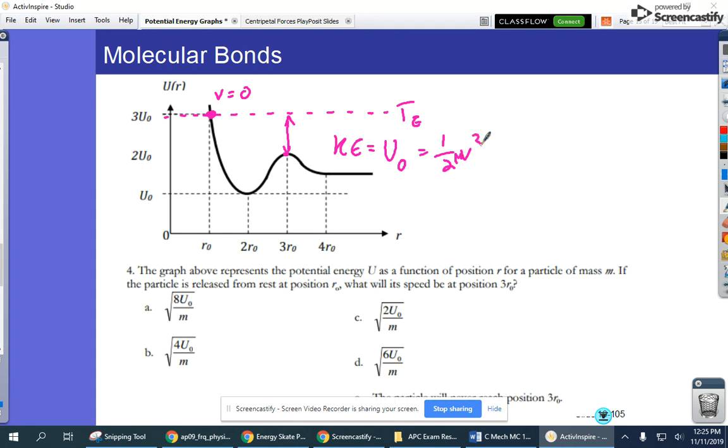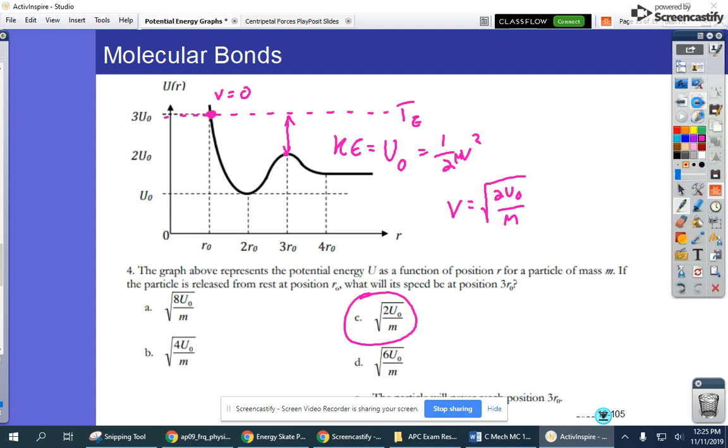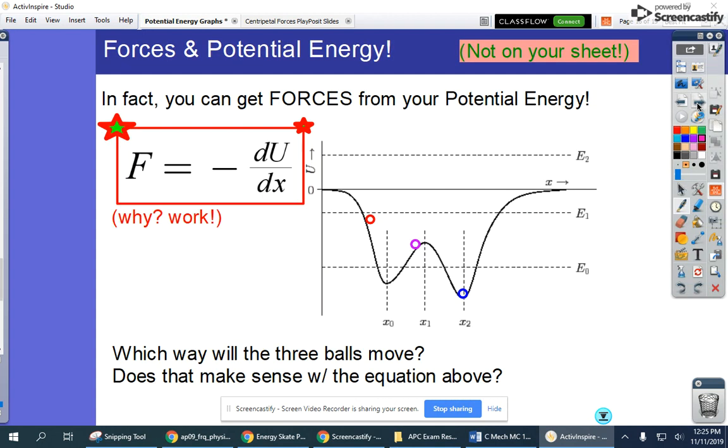And then I can plug that into 1/2 mv squared. So what do I get for v? I'll get root 2U0 over m, I guess, for that. So I can look at these kinds of diagrams and pull useful information out of them. So you can actually get a little bit more useful information off of these.